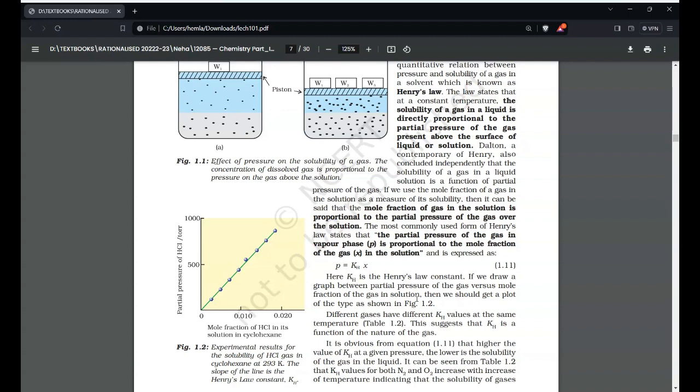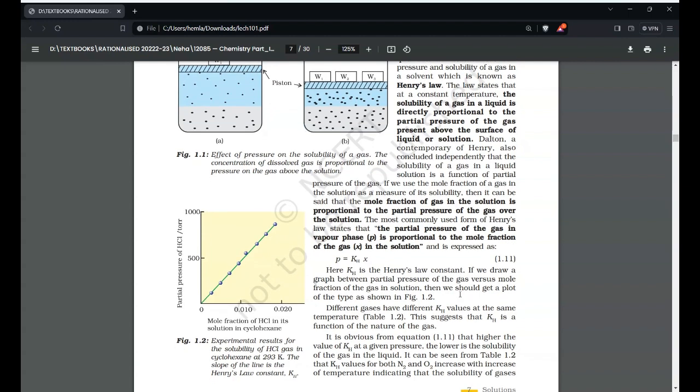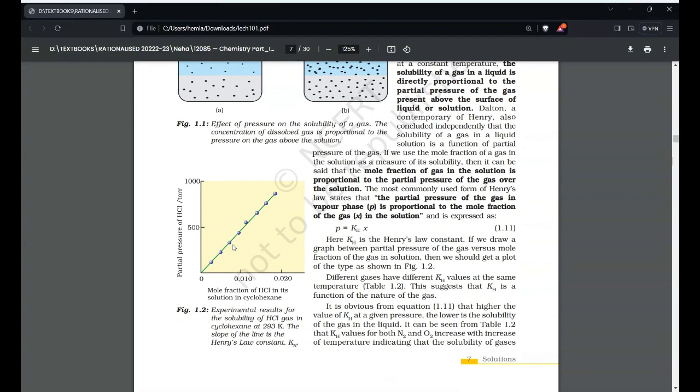If we draw a graph between partial pressure of gas versus mole fraction of gas in solution, then we should get a plot type as shown in figure 1.2. So इसमें हम देख सकते हैं mole fraction of HCl in solution है cyclohexane, partial pressure of HCl. तो इसमें जो मोल फ्रैक्शन है वो ए का बी से, सो लाइक इफ यू सी, क्योंकि लीनियर ग्राफ है, पी ए विल बी इक्वल टू के एच एक्स ए, पी बी विल बी इक्वल टू के एच एक्स बी, and likewise different gases have different KH values at the same temperature. This suggests that KH is a function of nature of gas, like I said.